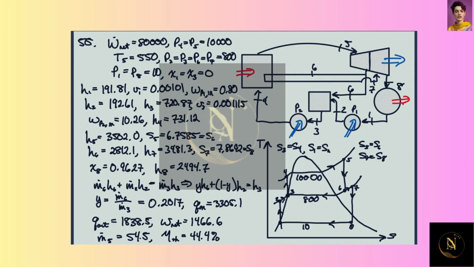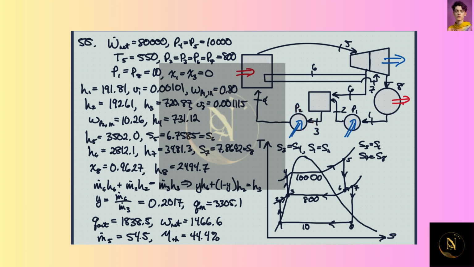So let's see here. We can get the enthalpy and specific volume at 1, so we can get the power that is being put into pump 1. And then we can get the enthalpy at 2. We also have enough information to get the enthalpy and specific volume at 3. And then we can get the work put into pump 2, which is 10.3 kilojoules per kilogram. Then we can get the enthalpy at 4, which is just this plus this, from an energy balance on the pump.